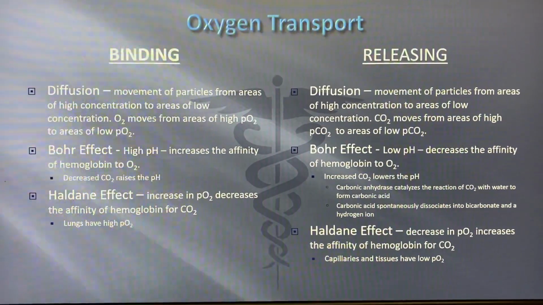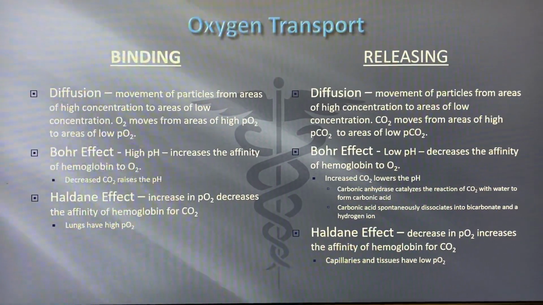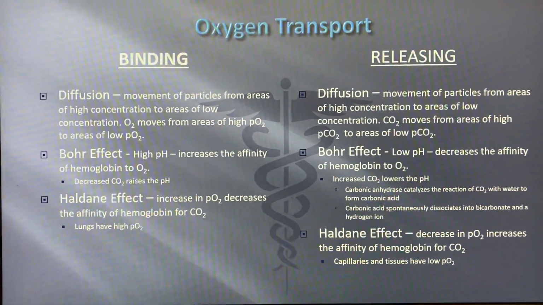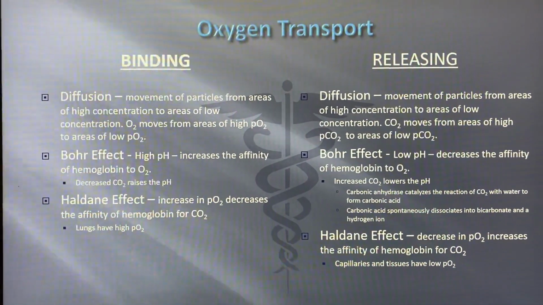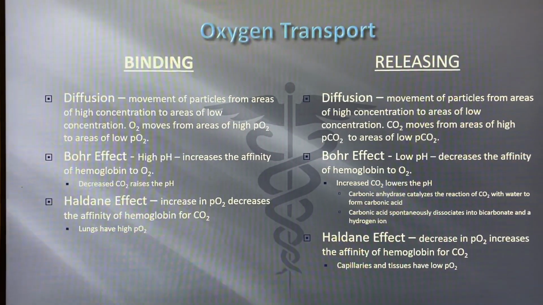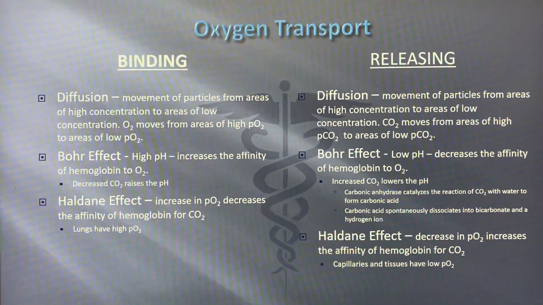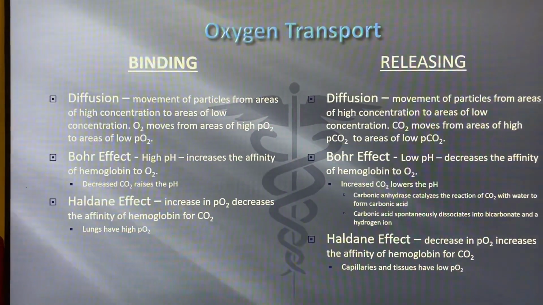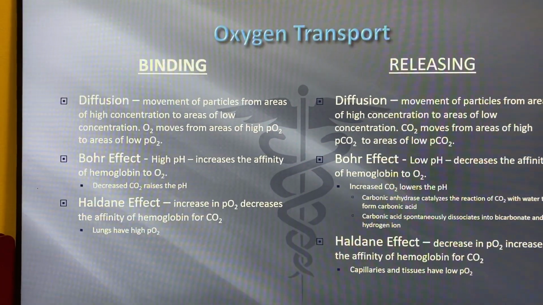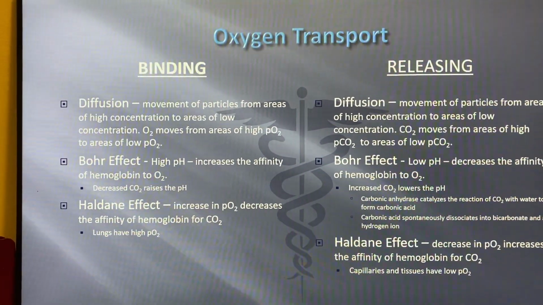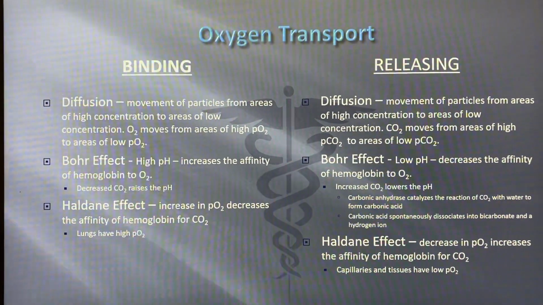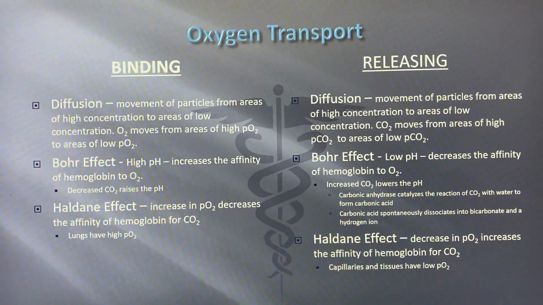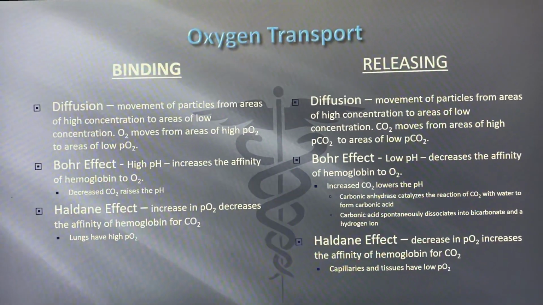So low pH decreases the affinity of hemoglobin to oxygen. So an increased CO2 will lower the pH and therefore decrease the affinity of hemoglobin to oxygen. The process of that is that carbonic anhydrase, which is an enzyme, catalyzes the reaction of CO2 with water to form carbonic acid. And then carbonic acid spontaneously dissociates into bicarbonate and a hydrogen ion. And we know that the presence of hydrogen ions will decrease the pH.